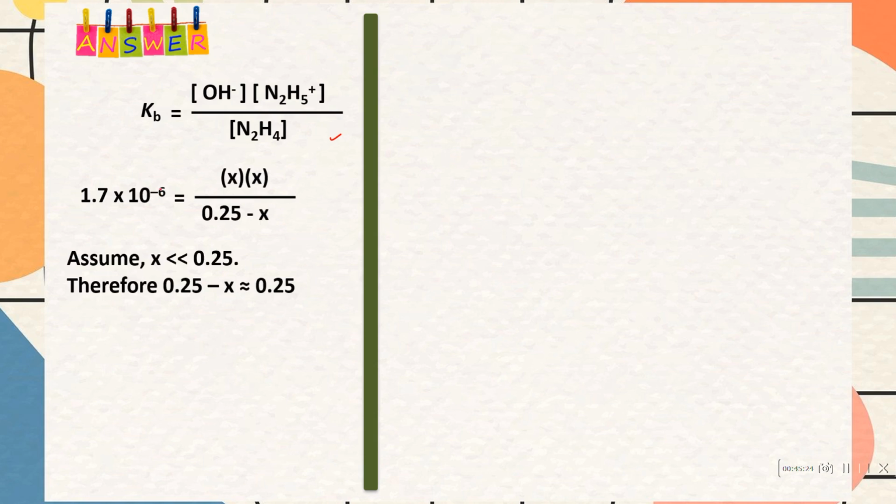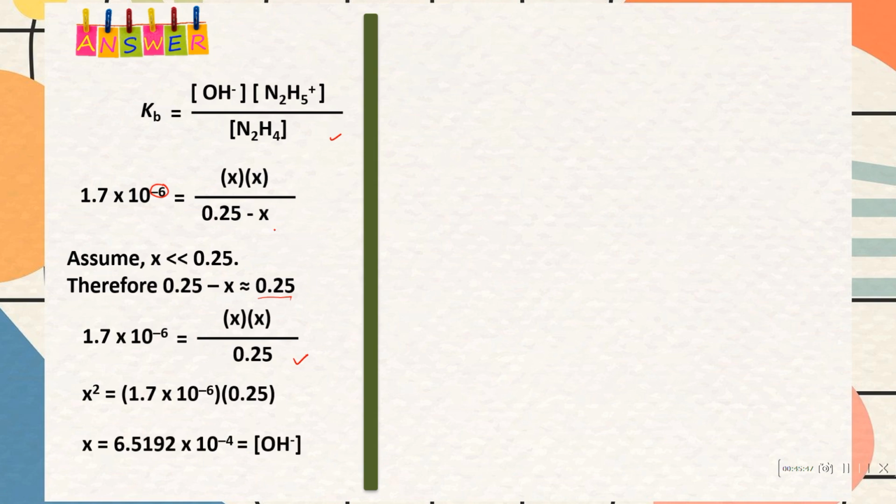Because this is 10 to the power negative 6, it's less than 10 to the power negative 5, so we can apply the approximation method. 0.25 minus X is approximately 0.25. Substitute and then find the value of X. The value of X here refers to the concentration of OH- ion.